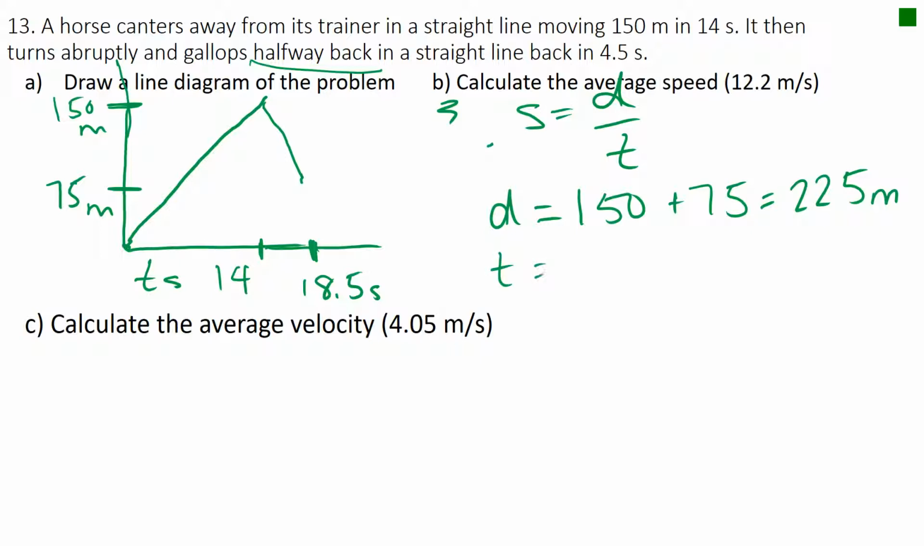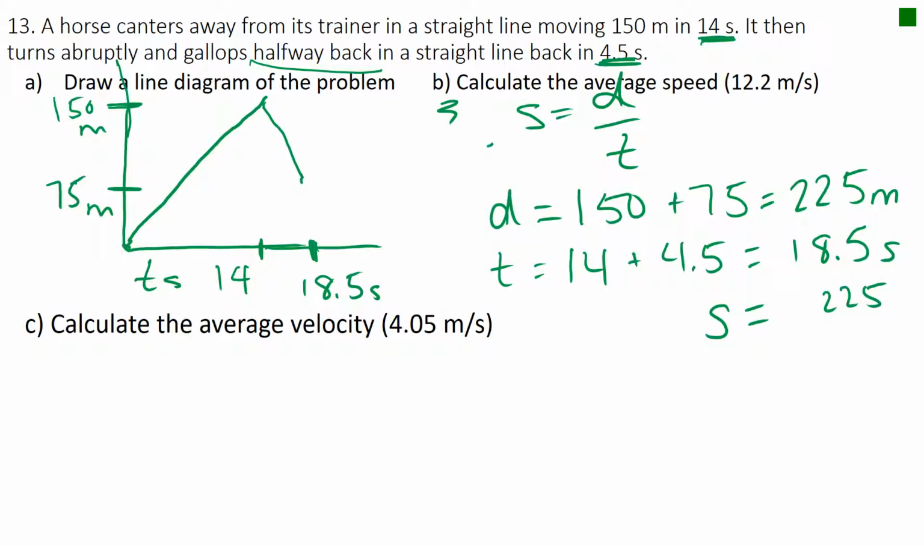The time we already added up, but just for clarification, the first segment was 14 seconds. The second segment was 4.5. So 14 plus 4.5, that is equal to 18.5 seconds. And now we just plug those in. So S equals 225. It's not 220. There we go. S equals 225 divided by 18.5. So S is equal to 12.2 meters per second. All right.